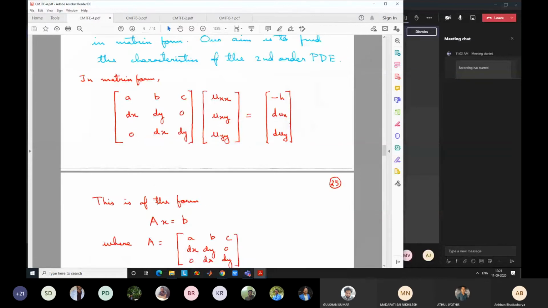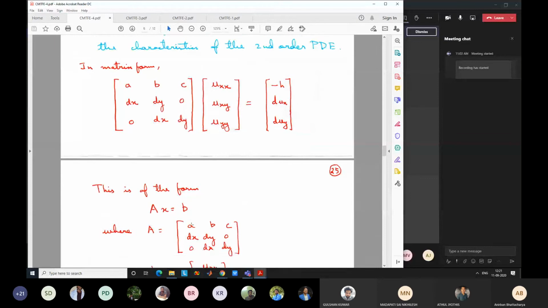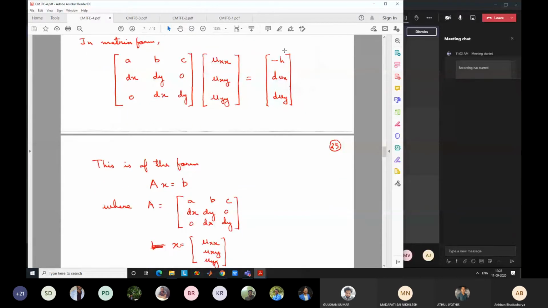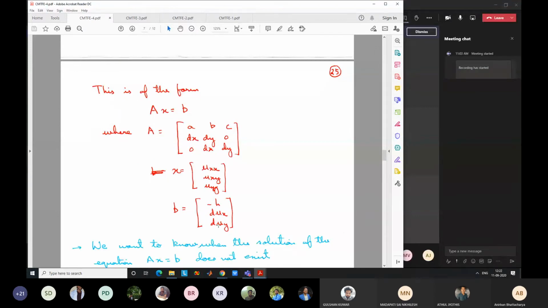This is of the form Ax equal to B, where A is the coefficient matrix, which contains a, b, c, dx, dy, 0, 0, dx, dy. X is the vector which contains all the dependent variables for which we are trying to solve. In this case, this is uxx, uxy, and uyy. So x is uxx, uxy, uyy, and this b is minus h, dux and duy.